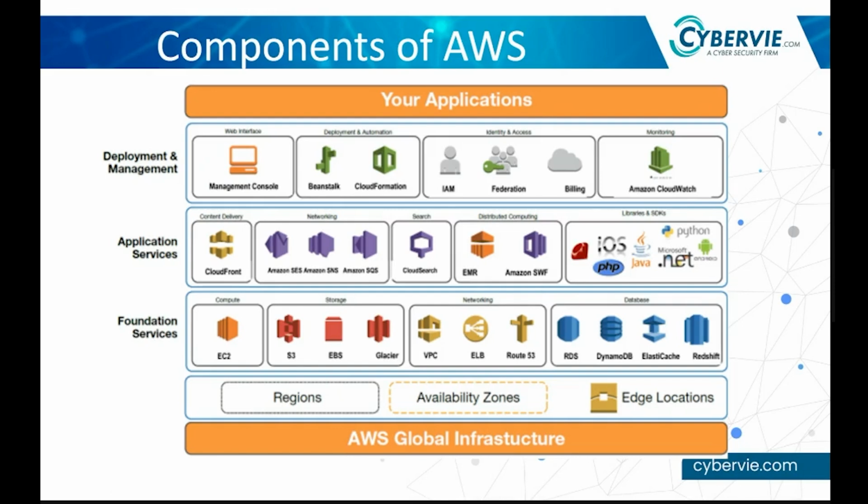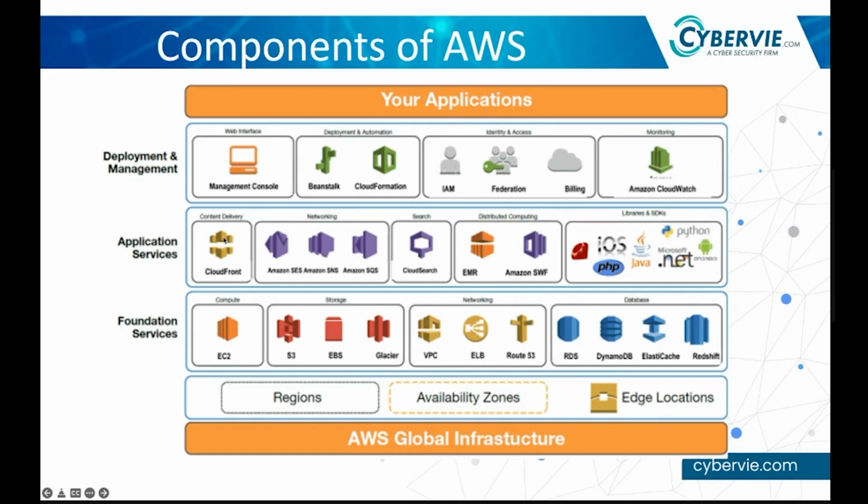Then edge locations: every region has an edge location which will cache the application data so that it is easily accessible. I will explain regions, availability zones, and edge locations in detail. For now, remember this is the data center level, physical level. Then you have foundation services like infrastructure as a service, like EC2. Then S3 is actually managed by AWS only. It's a global service.